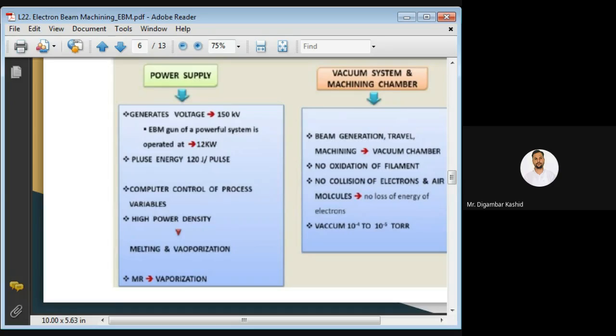Because of this vacuum, there is no oxidation of the tungsten filament. Otherwise, if it is not a vacuum, the oxygen molecules inside the air will oxidize the tungsten filament, which is heated to a very high temperature. There is no collision of the electrons due to the vacuum, since air molecules will not be there. So there is no loss of energy of the electrons because of this vacuum chamber. These are the main elements.